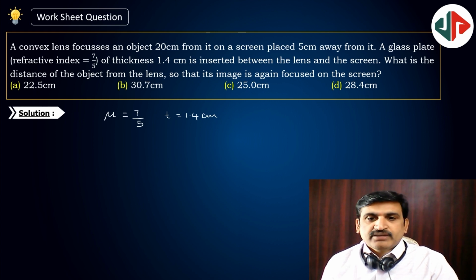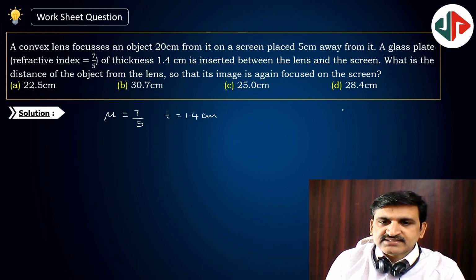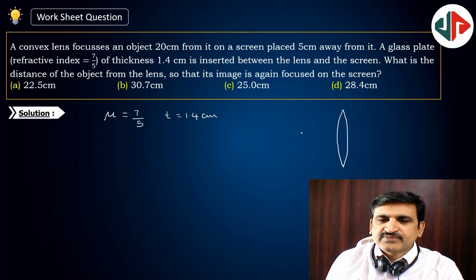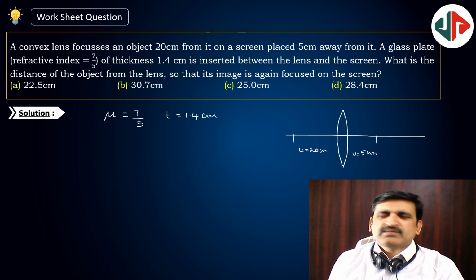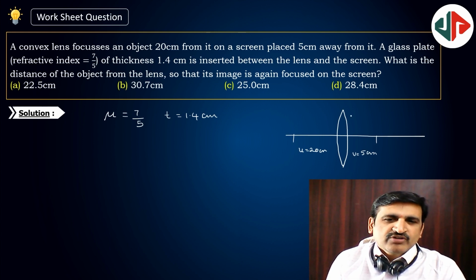Initially, let me draw a picture for you. This is the lens. We have thin lenses in the syllabus. The object is placed at 20 centimeters, u is equal to 20 centimeters, and the image is formed at 5 centimeters, v equal to 5 centimeters. This is the normal thing. The focal length he didn't give, so let me find out the focal length first.